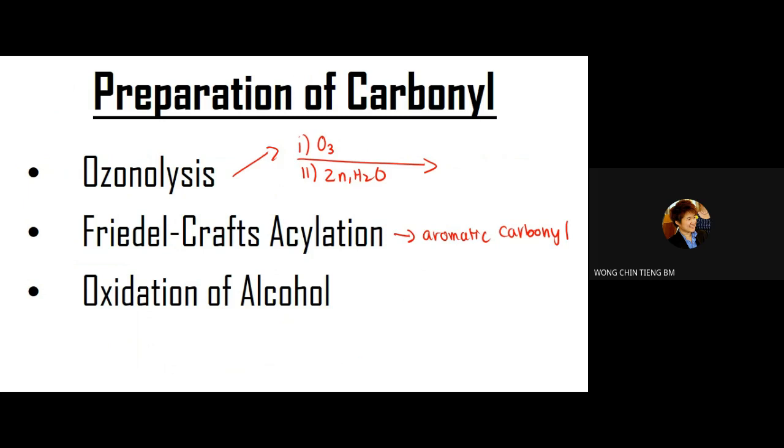Secondary alcohol? Oh, tak habis lagi primary. Baru cakap mild oxidizing agent kan? So, primary alcohol react with mild oxidizing agent, dapat apa? Aldehyde, your carbonyl. Betul? Your secondary alcohol, dapat ketone. Guna apa? Both. Thank you. Boleh guna dua-dua. Betul? Alright. An example of strong oxidizing agent.